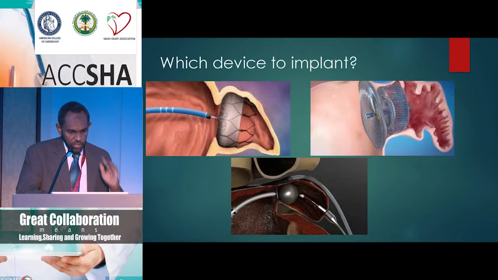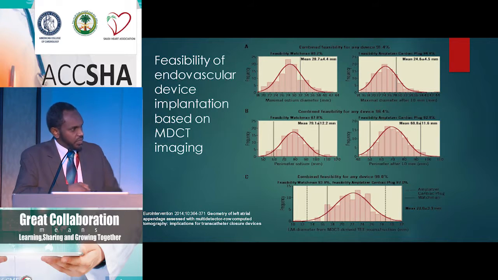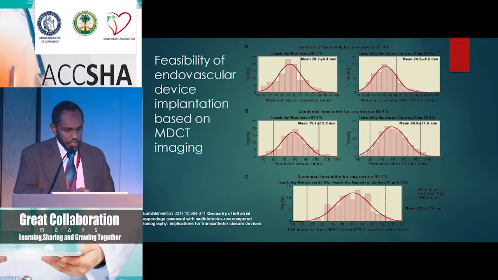So finally, getting to the question, which device to implant in our patient? First of all, I'd say for now, we have to stay away from the LARIAT. The evidence is very hazy, and the complication rates are probably higher than what was noted here. Regarding the other two devices, this is a nice, elegant study that looked into CT scanning. This is actually the same study that we showed the anatomy in. Basically, it looked into the geometry of the left atrial appendage, and through that they assessed the feasibility of endovascular device implantation based on multimodality CT scanning.